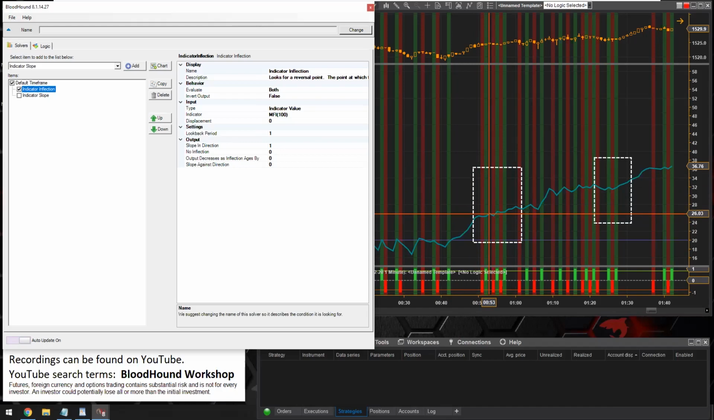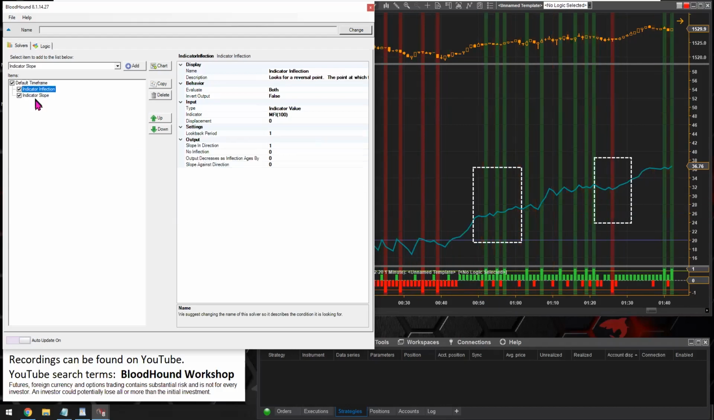So that's the question. I'm going to illustrate two possible solutions to minimize these little micro inflection points, so you can smooth out the indicator and your inflection solver doesn't mark all these inflection points in here. Kind of take out the smaller ones. All right, let's see here. I will need both of these solvers here.